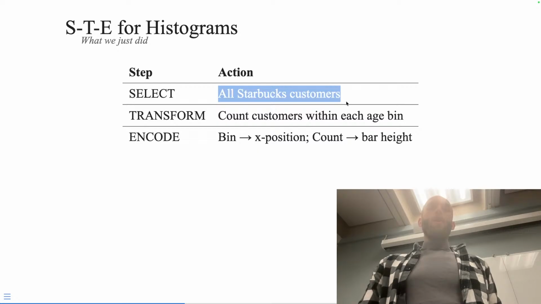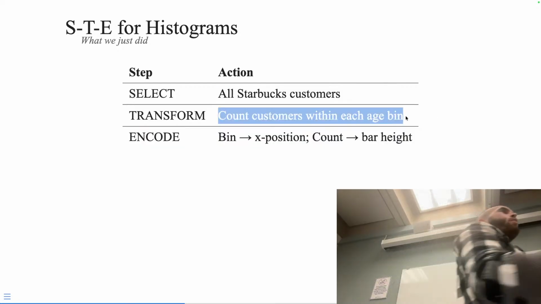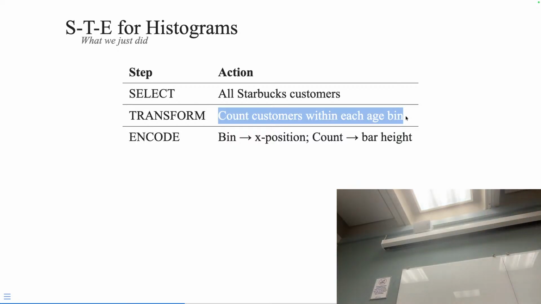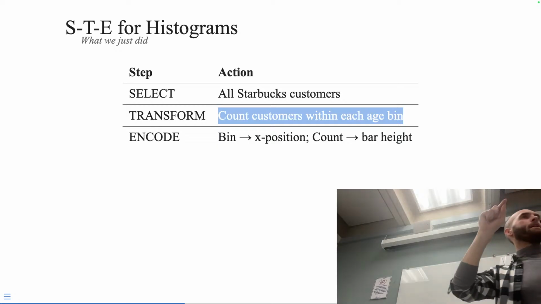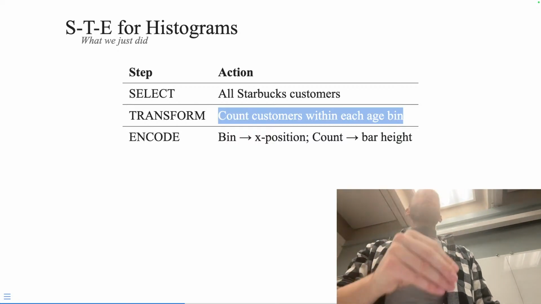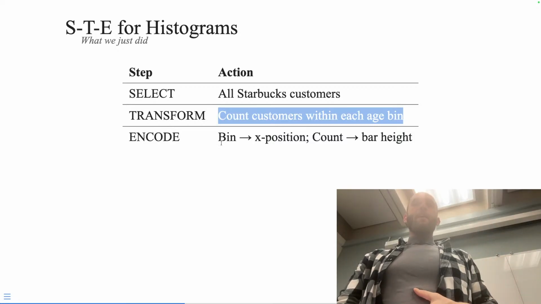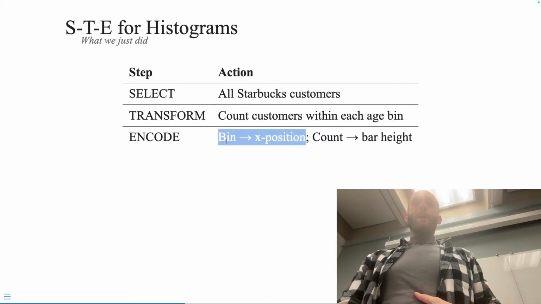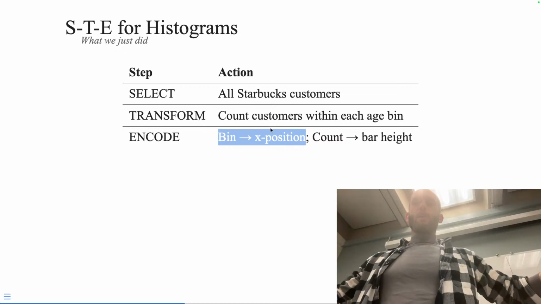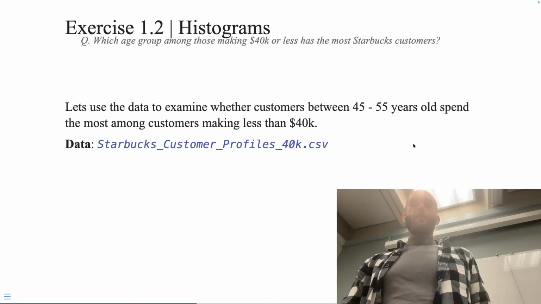Here's the outline of what we just did. We selected all Starbucks customers. The transformation we did is we constructed bins, and then we counted in each one of the bins. So it's a two-step process. Histogram software will do those steps for you, but you need to know that it's doing them. And then the encoding we did is, for each one of the bins, we put that on the horizontal just like a bar chart, and then the height is the count in the bin.